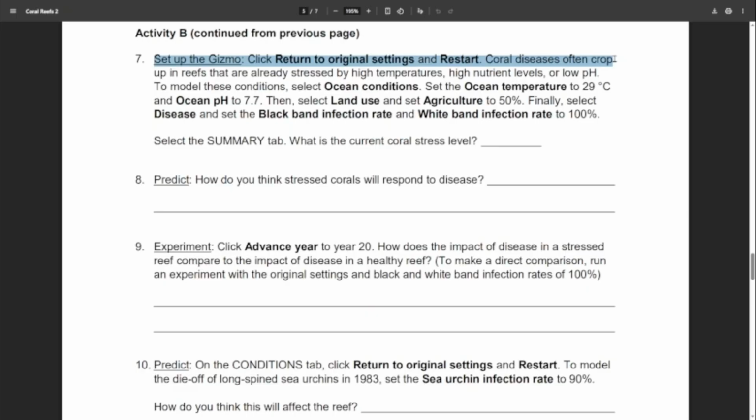Coral disease often crops up in the reefs and are rarely stressed by high temperatures, high nutrition levels, or low pH. To model these conditions, select the ocean conditions and set the ocean temperature to 29 degrees Celsius and the ocean pH to 7.7. Then select the land use and the agriculture to 50%. Finally, select the disease, set the black band infection rate and the white band infection rate to 100%.